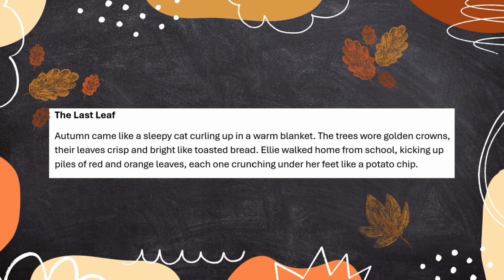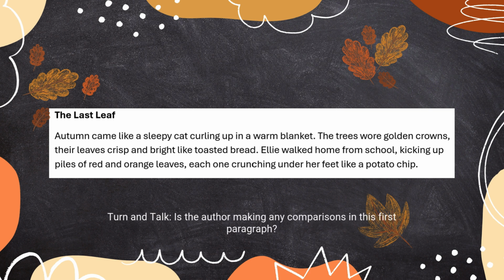The Last Leaf. Autumn came like a sleepy cat curling up in a warm blanket. The trees wore golden crowns, their leaves crisp and bright like toasted bread. Ellie walked home from school, kicking up piles of red and orange leaves, each one crunching under her feet like a potato chip. Pause the video and turn and talk. Is the author making any comparisons in this first paragraph?